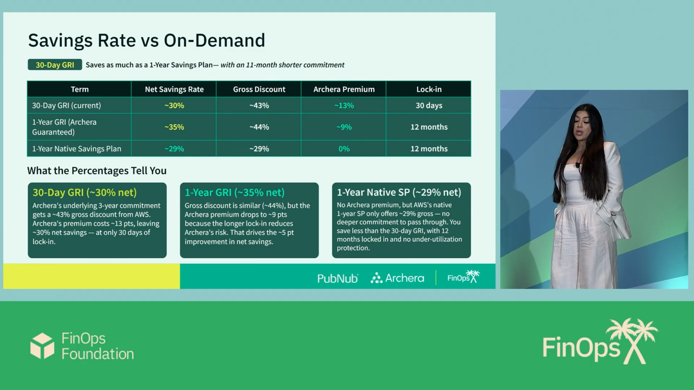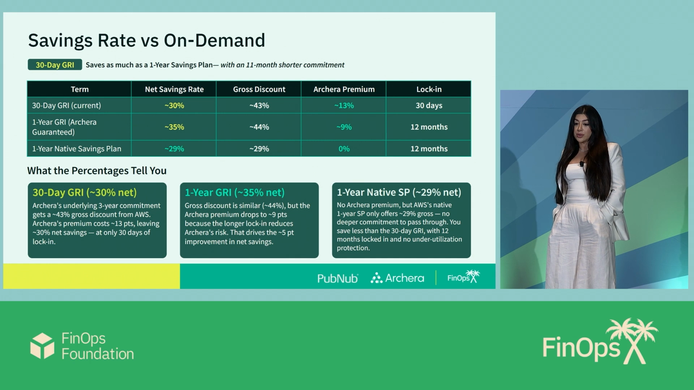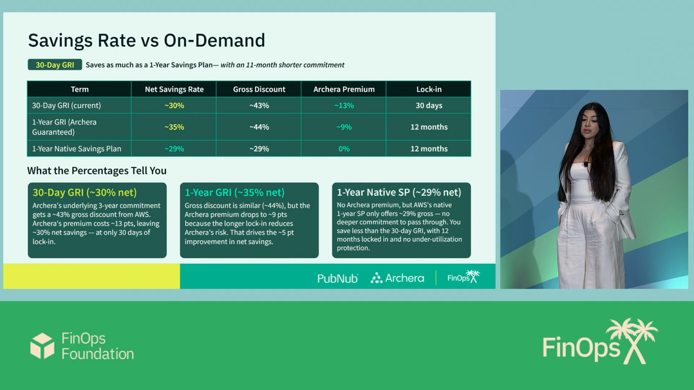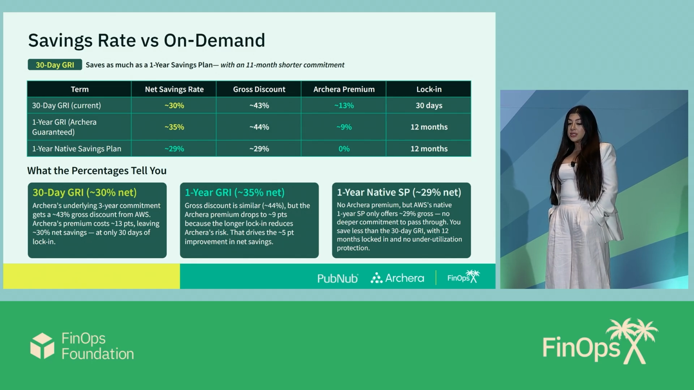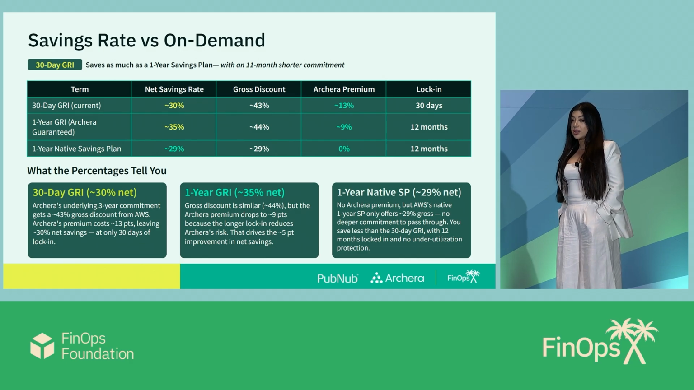Now, if you look at the comparison of a 1-year native savings plan, you can see the savings are relatively the same. However, you have an 11-month lower commitment. But if that's, for whatever reason, something you'd like to do, you can do that in the Archera platform, and we charge you $0 to do that. Now, if we look here at the 1-year Archera GRI option, you can see net savings at about 35%. And if we look here at the gross savings, that's a 44% discount. So you can see the Archera premium would be 9% in this scenario.